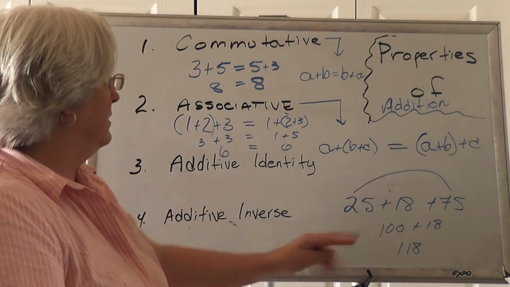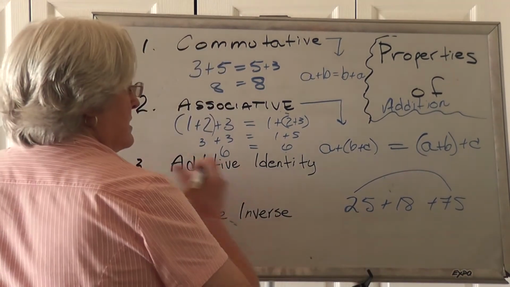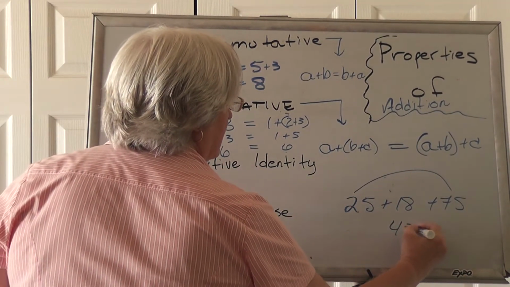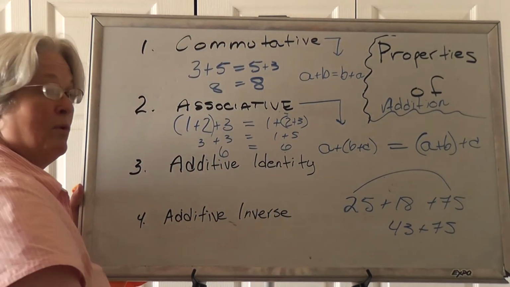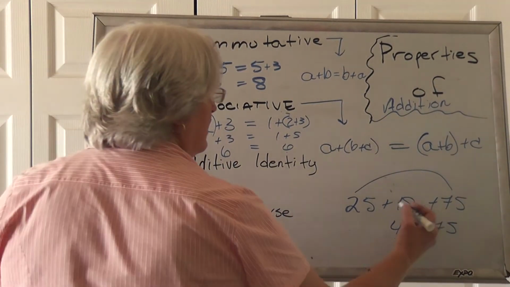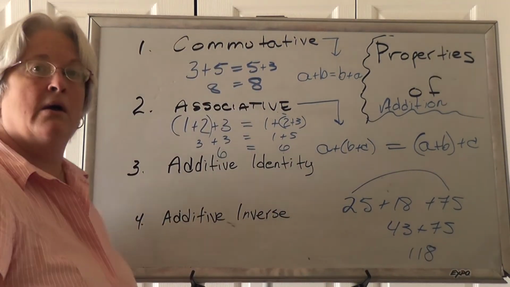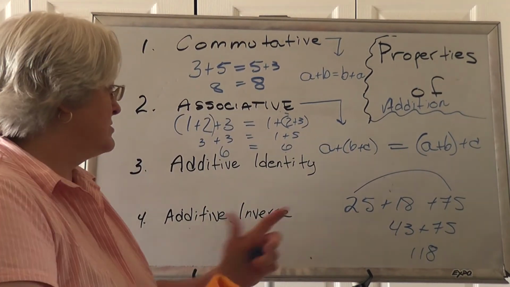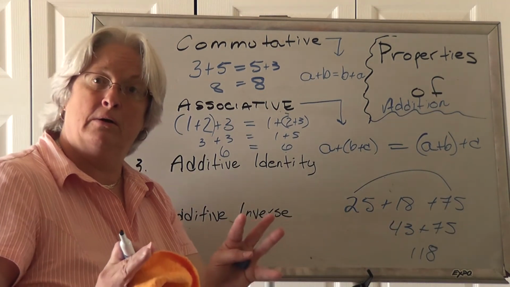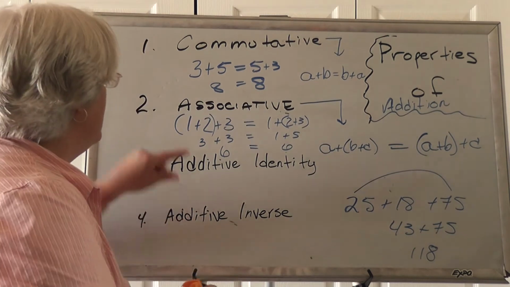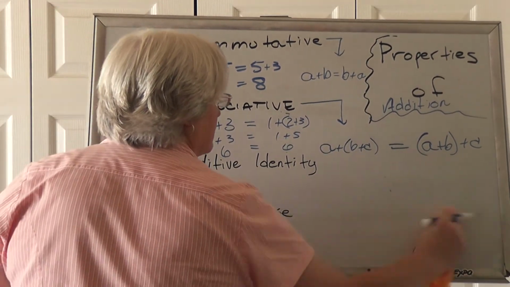Instead of saying, okay, 25 plus 18 is 43, plus 75, and then 43 plus 75 was equal to 118. Got the same result, but it was a lot quicker when you could recognize convenient patterns to add together. So that's the value of having this associative property of addition.